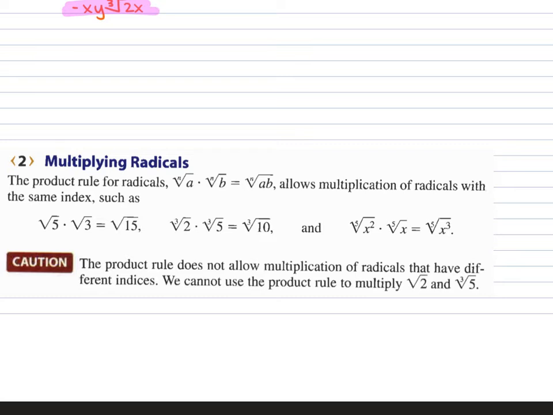For your next one, you have the fifth root of x squared times the fifth root of x. Again, your root is the same. They both have indexes of 5, so that's just going to be the fifth root of x cubed.